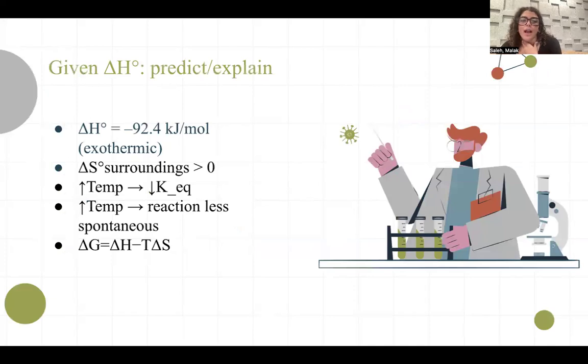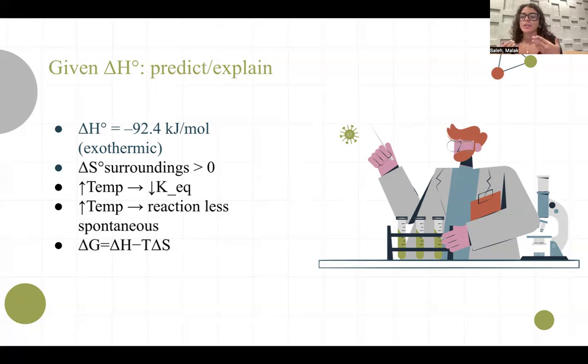So our delta H for the reaction is negative 92.4. What that tells us is that the reaction is exothermic, meaning it's releasing heat into the surroundings. When heat flows into the surroundings, it's going to increase its entropy. So delta S surroundings is positive, so greater than zero.